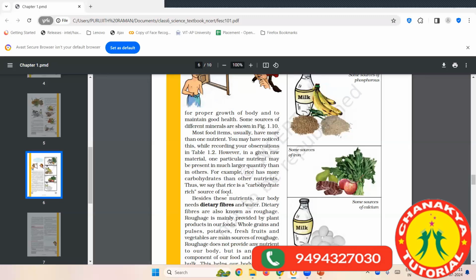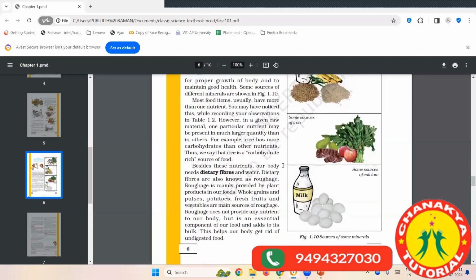Besides these nutrients, our body needs dietary fibers and water. We need dietary fibers also and water also. Dietary fibers are also known as roughage. Roughage is mainly provided by plant products in our food. Whole grains and pulses, potatoes, fresh fruits, and vegetables are main sources of roughage.